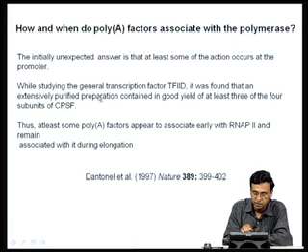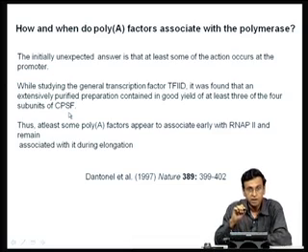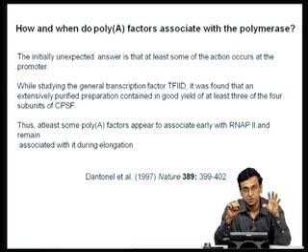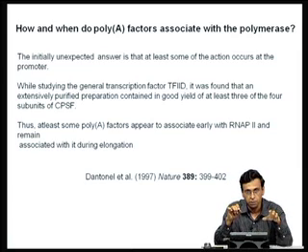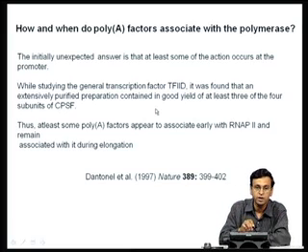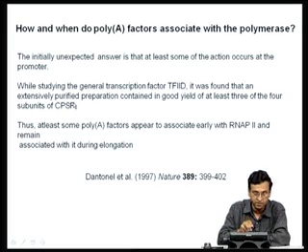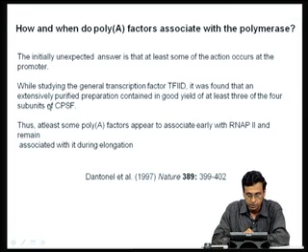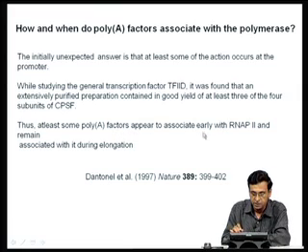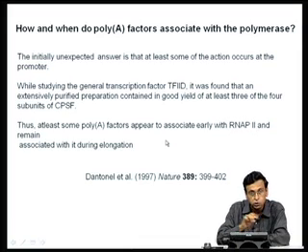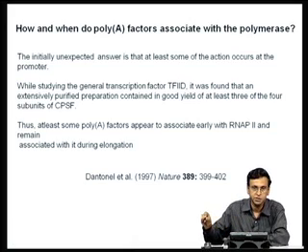For example, while studying the general transcription factor TFIID, it was found that an extensively purified preparation contained a good yield of at least 3 to 4 subunits of CPSF. TFIID, which so far we thought is involved only in transcription initiation, with the job of assembling the pre-initiation complex and recruiting the RNA polymerase to the promoter, also seems to interact with CPSF, which is a polyadenylation factor. So at least some of the poly A factors appear to associate very early during RNA synthesis, at the transcription initiation step itself, and they remain associated with RNA polymerase throughout transcription elongation.